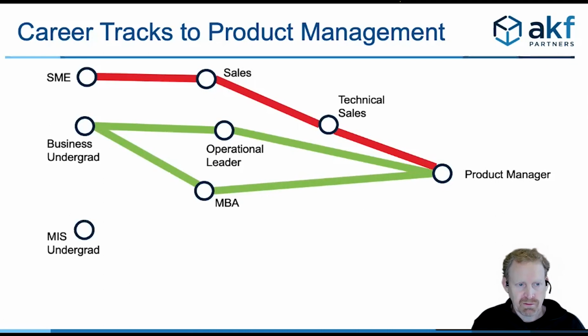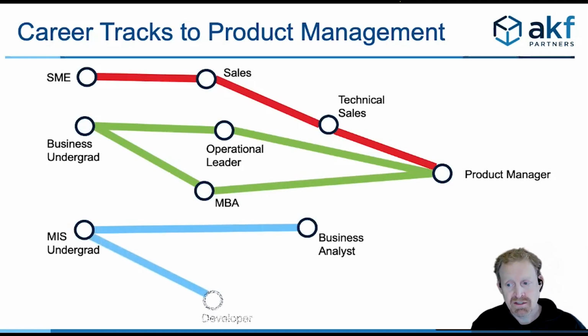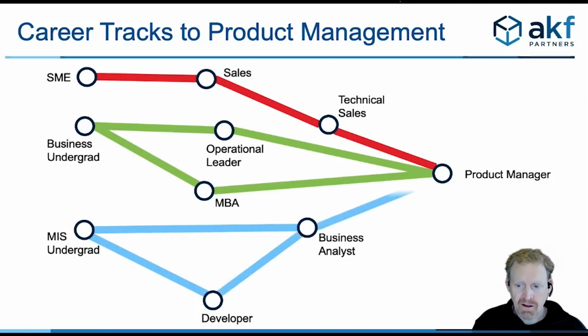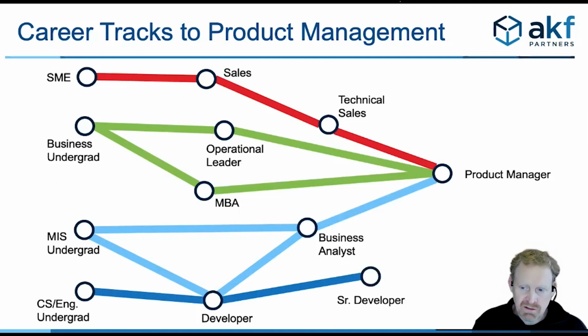Two semi-technical paths, or more technical. One might be an MIS undergrad. For those of you that are not in the United States, this is more what we call management of information services. It doesn't have all of the programming background that you would have in a computer science degree. So that path could go to a business analyst, and a business analyst may become a product manager. Some MIS undergrads become developers, and that path is a common path of a business analyst to a product manager. And lastly, computer science or some engineering undergrad, you become a developer, may become a senior developer, and then go into product management.